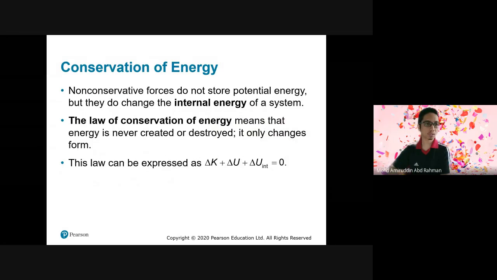Okay, so the non-conservative forces do not store potential energy, but they do change the internal energy of a system. The law of conservation of energy means that energy is never created or destroyed. It only changes form. So this law can be expressed as delta K plus delta U plus delta U internal equals 0.